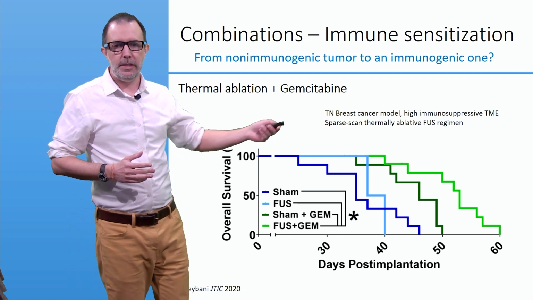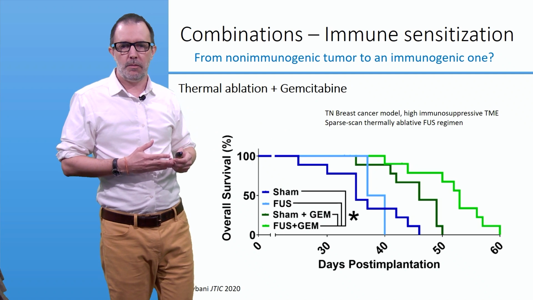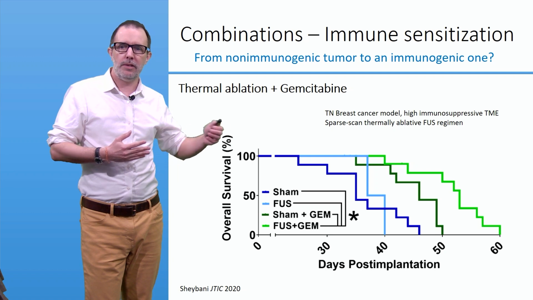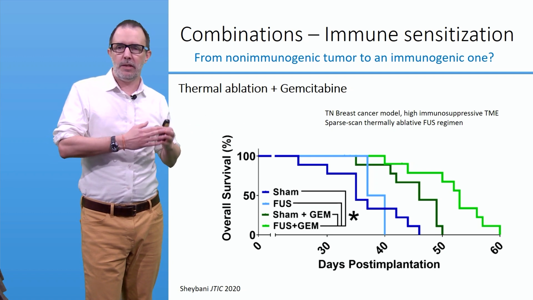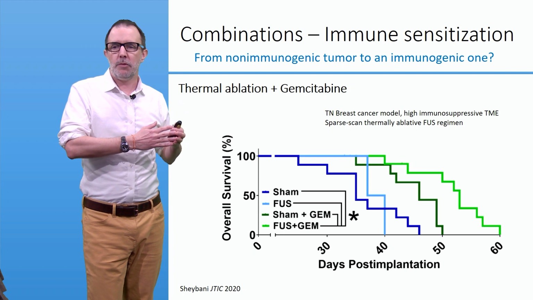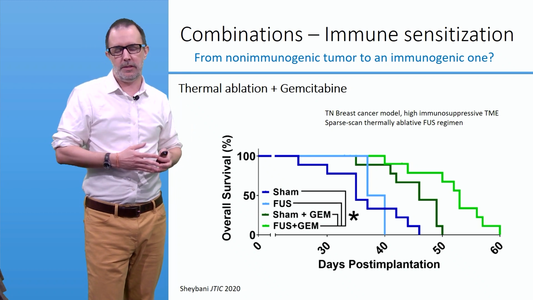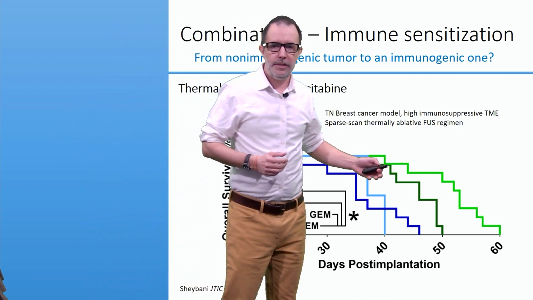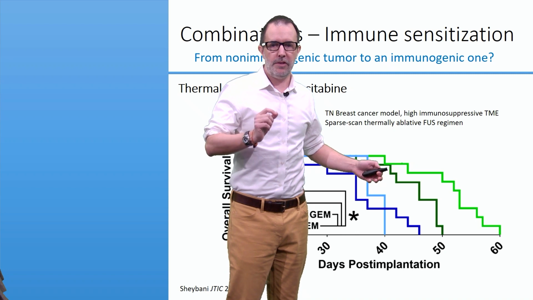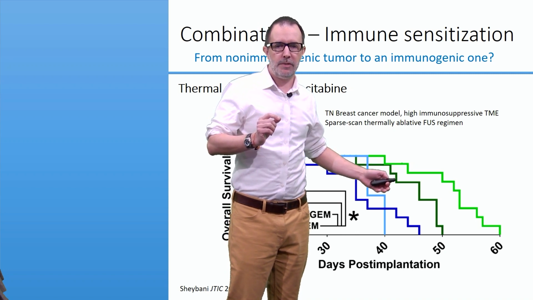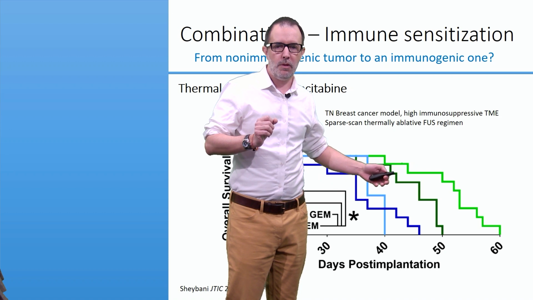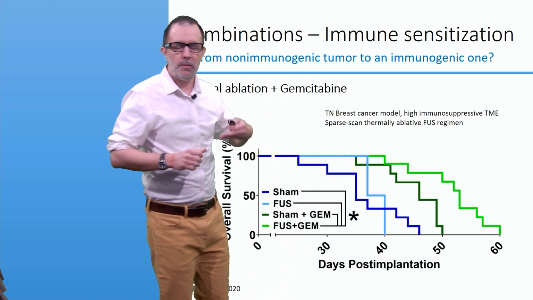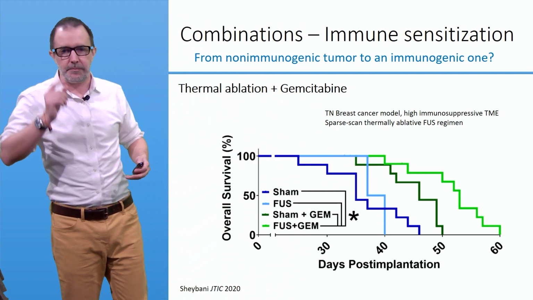In this example, this is a triple-negative breast cancer model, which has a very immunosuppressive tumor microenvironment, treated with gemcitabine, which is a chemotherapy that will target more specifically some components of this immunosuppressive TME. And this is sparse thermal ablation. We see that the response to gemcitabine is improved compared to control, but more significantly improved when it is combined with a therapeutic ultrasound intervention.